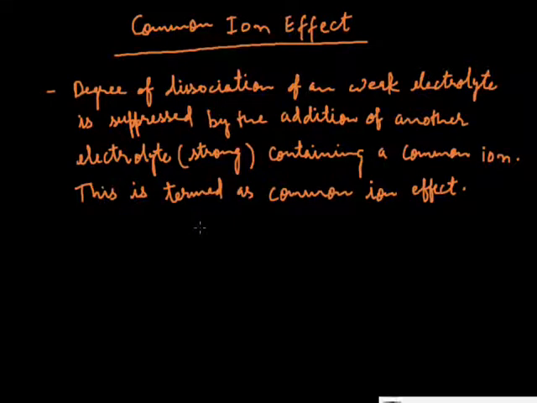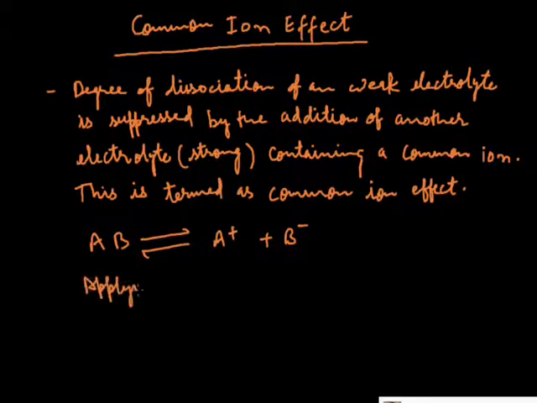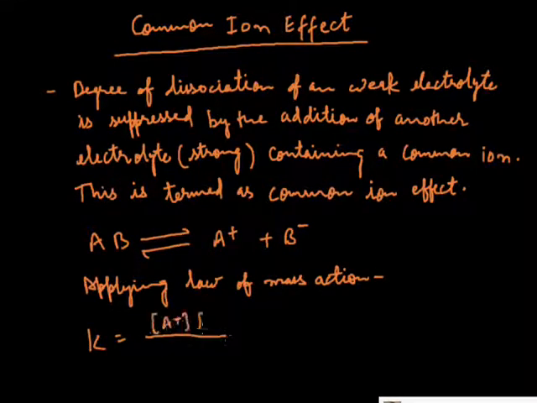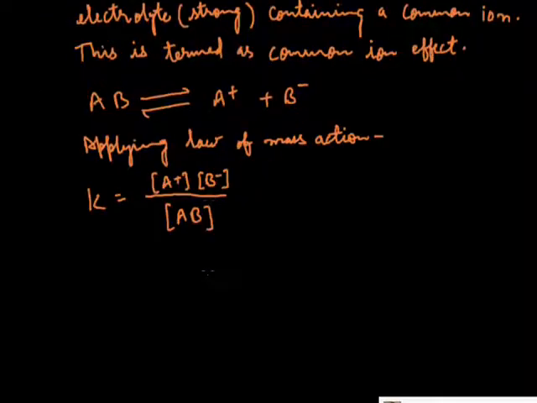To understand this, let us take one example. Let AB be a weak electrolyte, considering its dissociation. AB on dissociation gives A plus and B minus ions. Applying law of mass action, the equilibrium constant K has a definite value at given temperature.